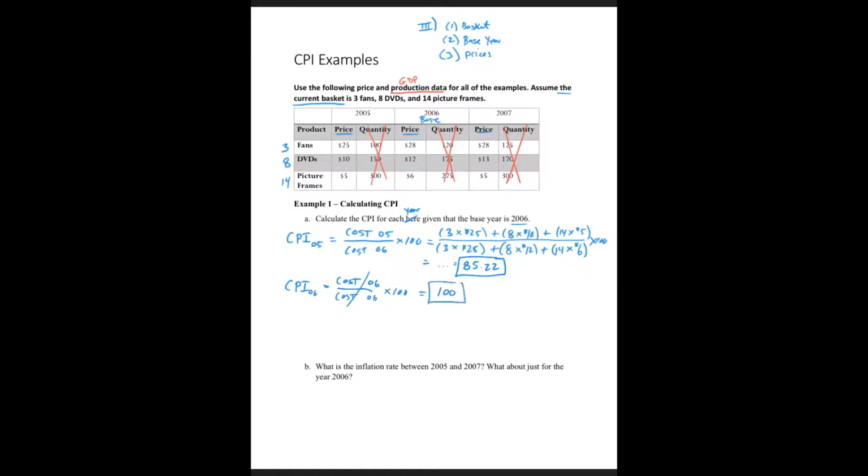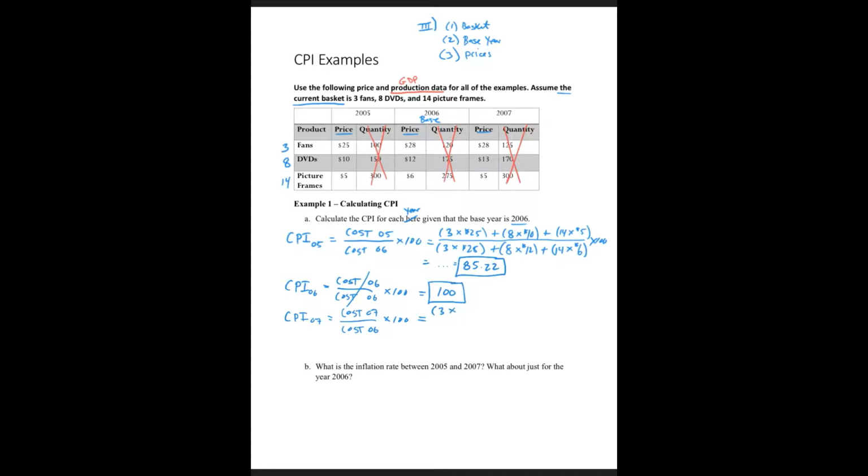And that's the idea of an index in a base year: the base year is going to equal 100. Lastly, let's go ahead and do CPI in 2007, which will be the cost in 07 divided by the cost in 06, because we're always dividing by the cost in the base year. Multiply by that 100 so we can get it into an index to compare against a base year. We do the exact same process.